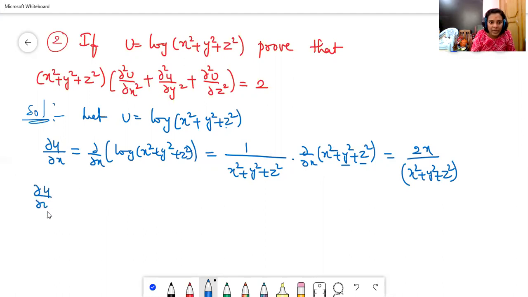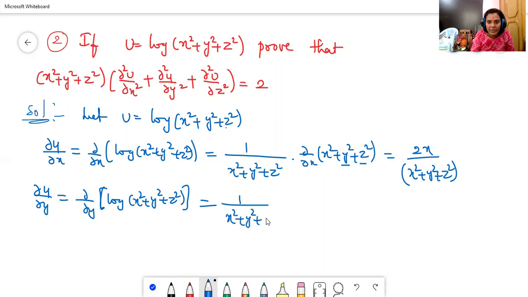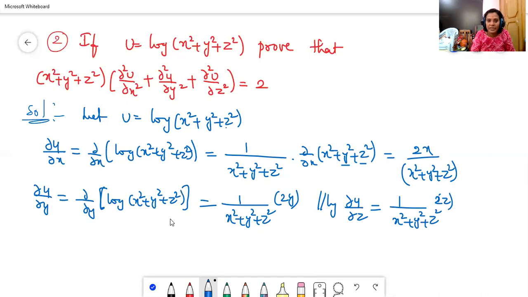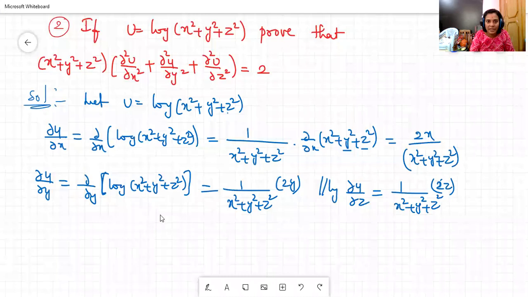Dou u by dou y is equal to dou by dou y of log of x square plus y square plus z square. It is equal to 1 by x square plus y square plus z square into 2y. Similarly, dou u by dou z is also 1 by x square plus y square plus z square into 2z. These are the first derivatives.